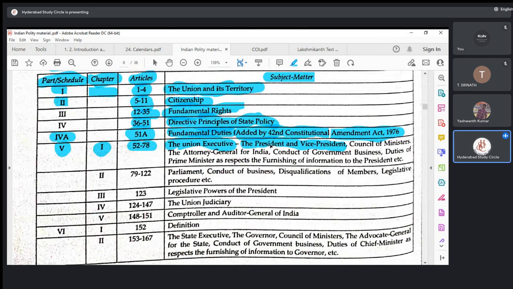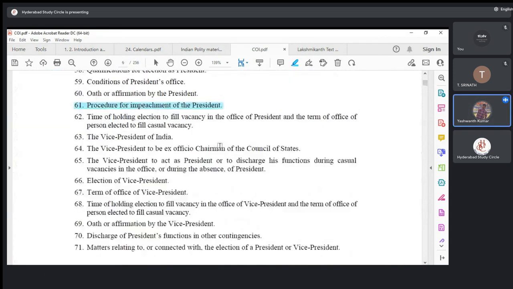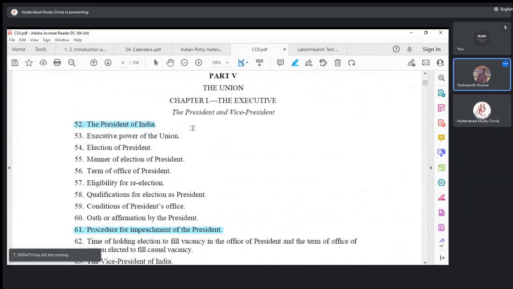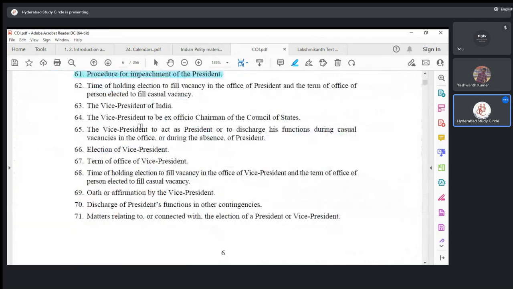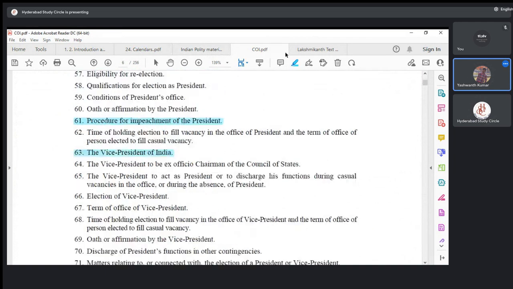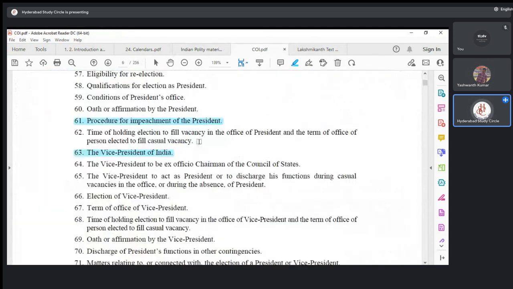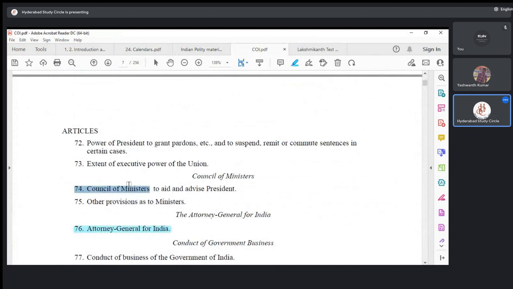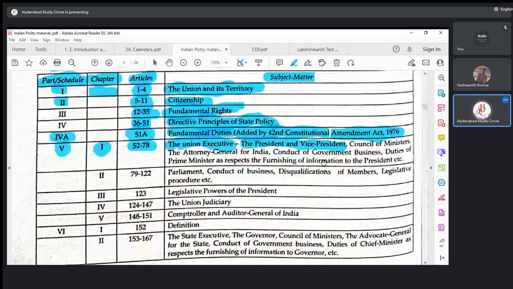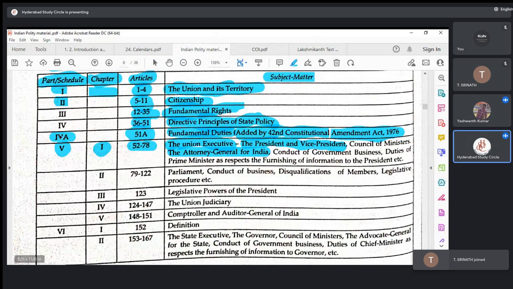Union Executive. What is the article number for President? Article number 52. Vice President, 63. Council of Ministers, 74. Attorney General of India, Article number 76. Okay?